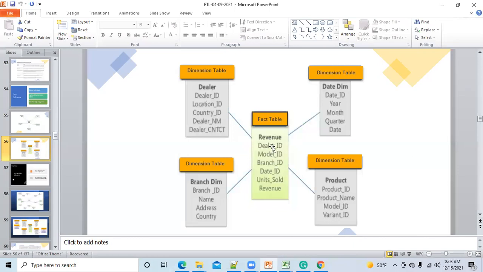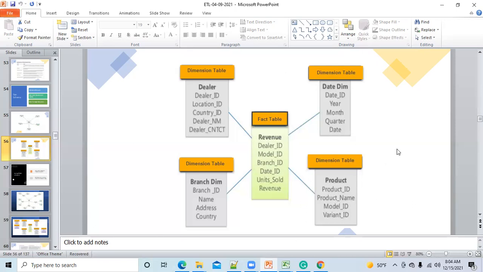Now, if I want to see dealer details, I will join with the dealer table and I can get all the information, dealer name, dealer contact. If I have to get the branch name, I can join with the branch table and get the branch name, address, country. Similarly, for date dimensions, I can join with the date dimension table, and similarly with product. So here you have to do the joins, but you can get all the information and save your disk space as well. This is the reason we create multiple tables. And this is known as a fact table and this is known as a dimensional table.